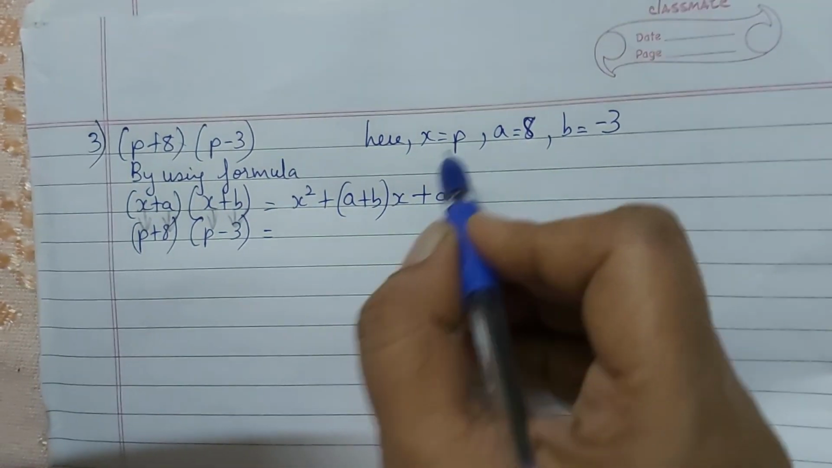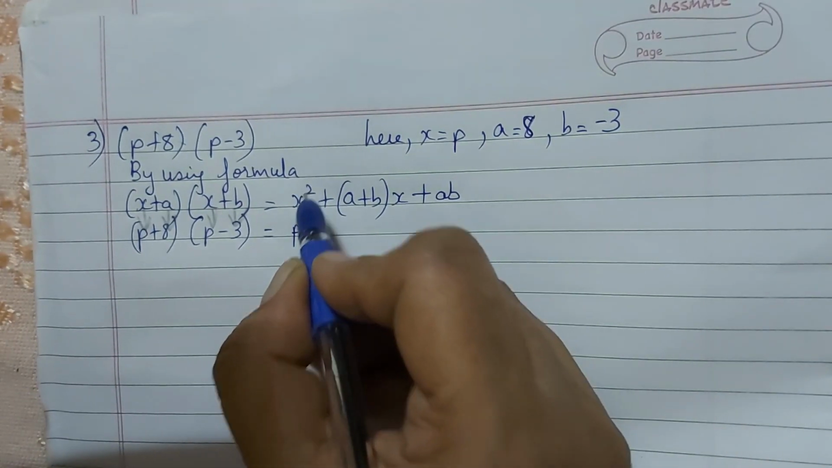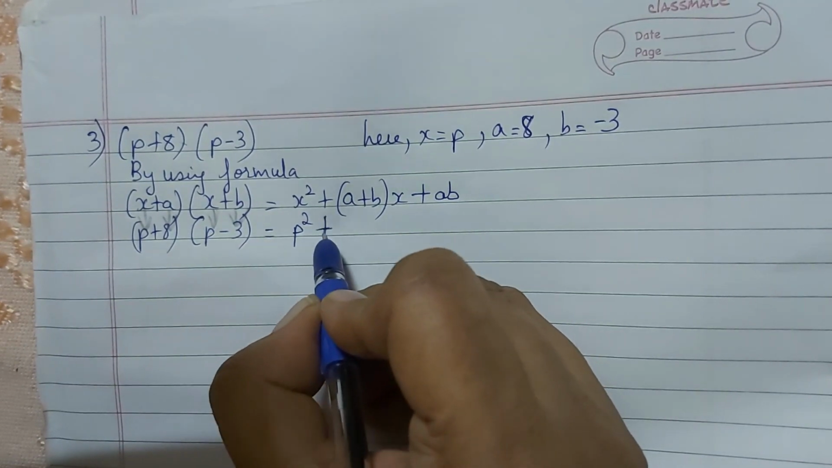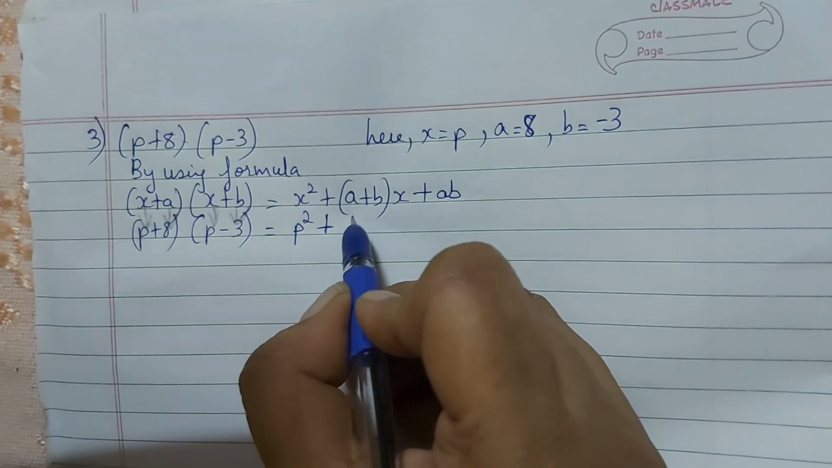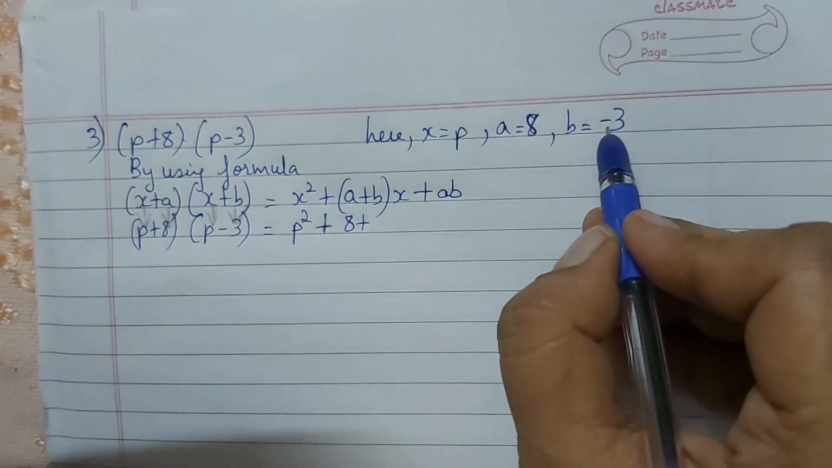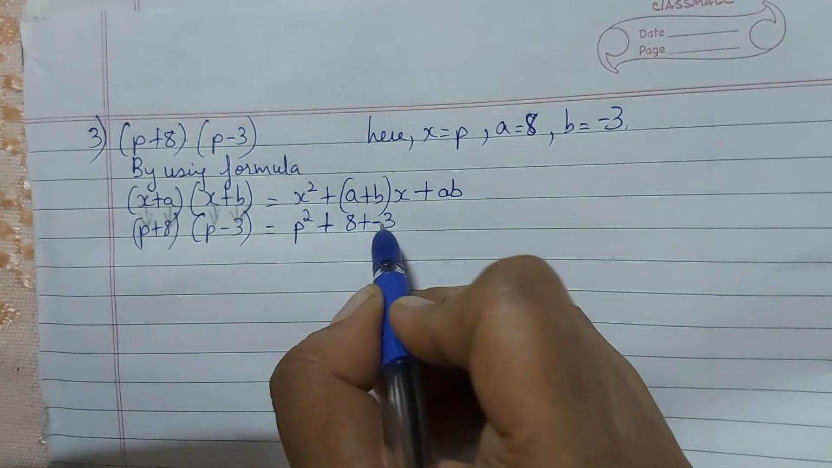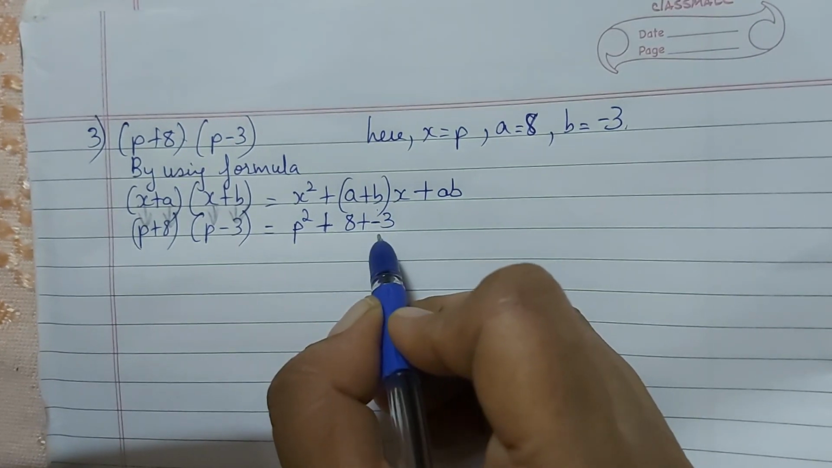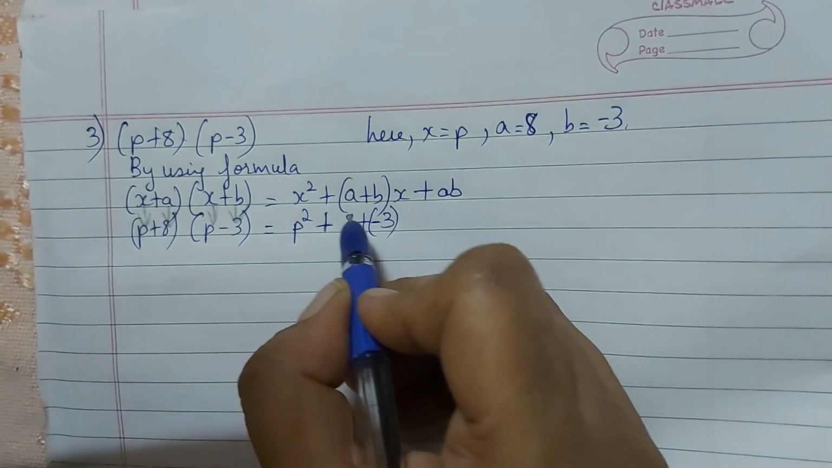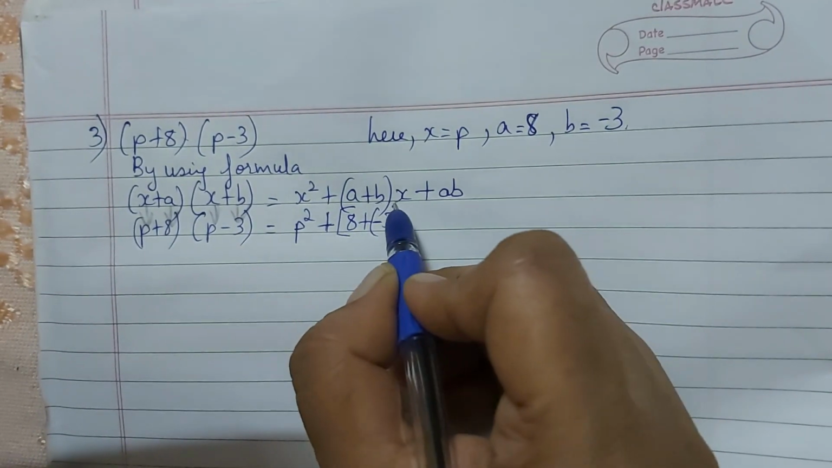So we will write minus 3. Now x value is what? p. So we will write p and this square. Now plus, this plus will come down. a's value is what? 8. So we will write 8. Plus, we'll put your plus. b's value is what? Minus 3. So we will put minus 3 in the bracket, because minus sign we always have to put in the bracket. Now we will put this extra bracket.